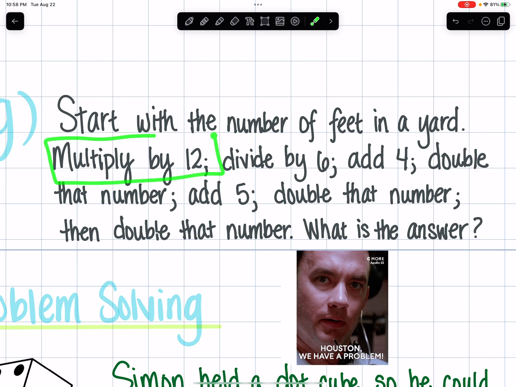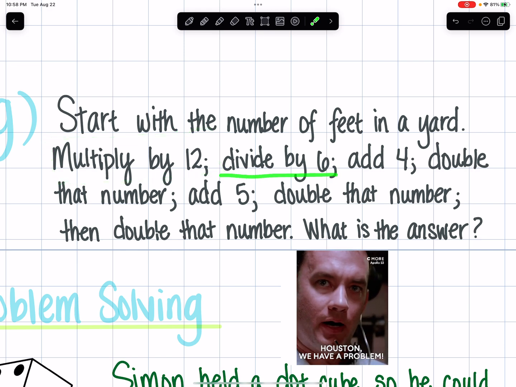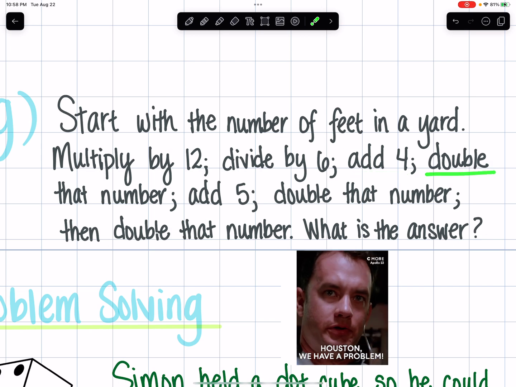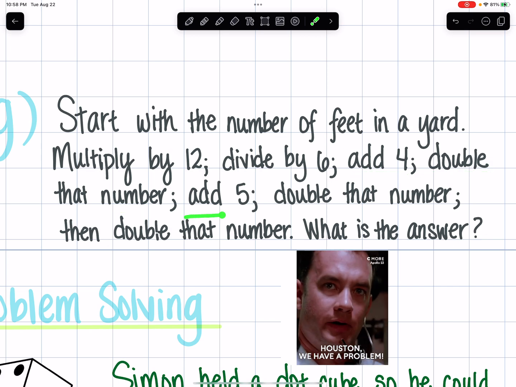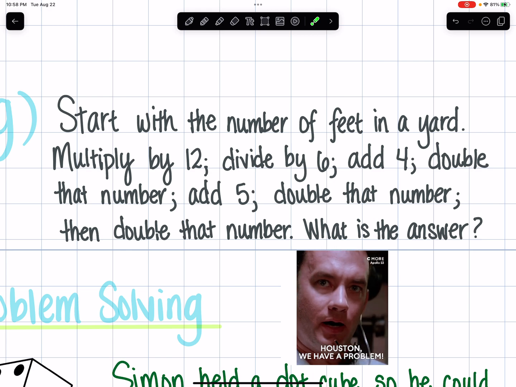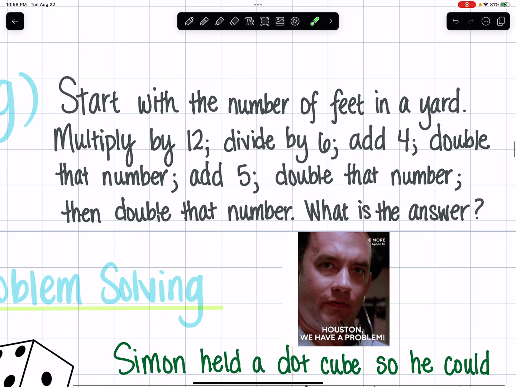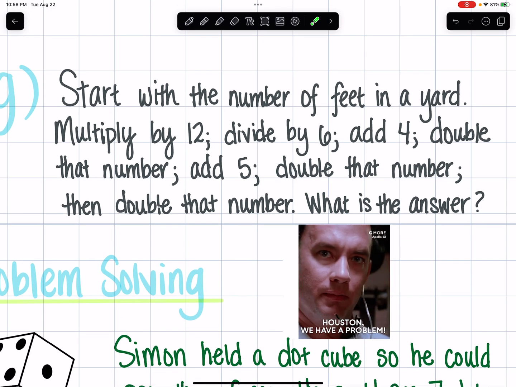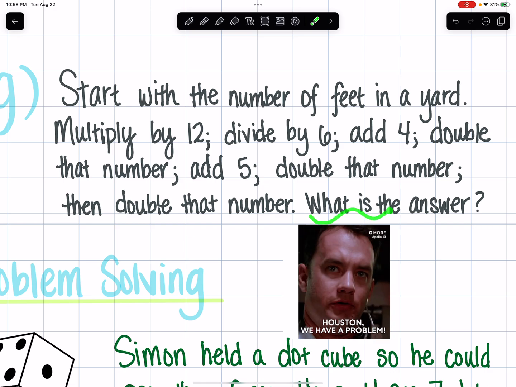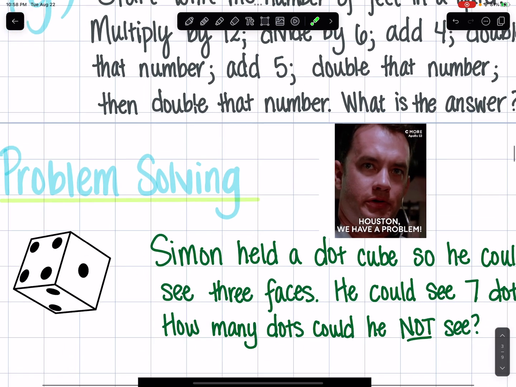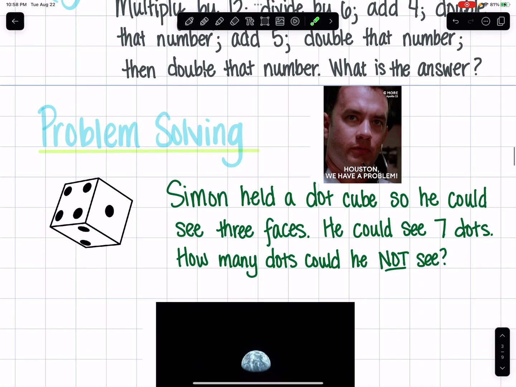Multiply by 12. Divide by 6. Add 4. Double that number. Add 5. Double that number. Then double that number. Okay, what is the answer? Hopefully you got that right. If you need to listen to it again, you can go ahead and skip back.